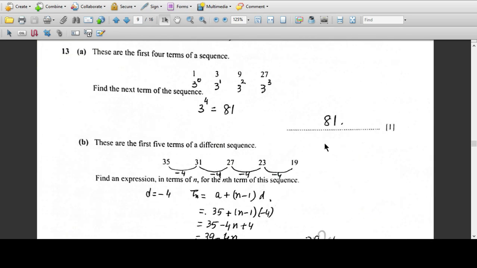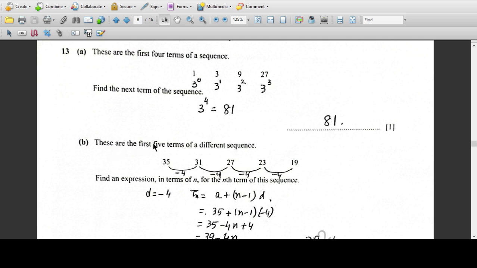Now question number 13. These are the first 4 terms of the sequence: 1, 3, 9 and 27. So we can see this is 3 power 0, 3 power 1, 3 power 2, 3 power 3. So the next term will be 3 power 4, so the next term in the sequence is 81.